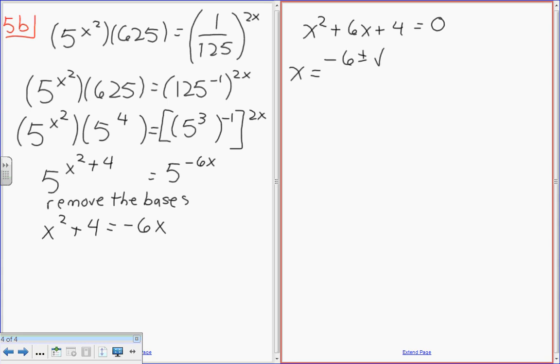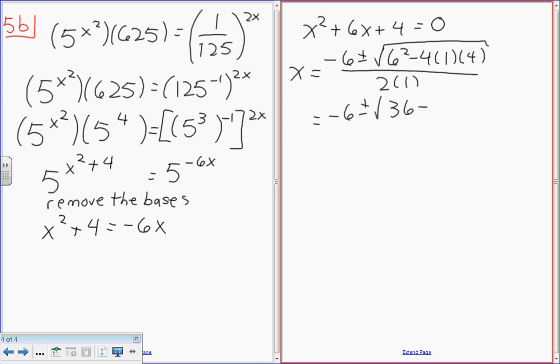plus or minus the square root of 6 squared minus 4 times 1 times 4 all over 2 times 1. Negative 6 plus or minus the square root of 36. Ooh, this is going to work out beautifully, in fact.